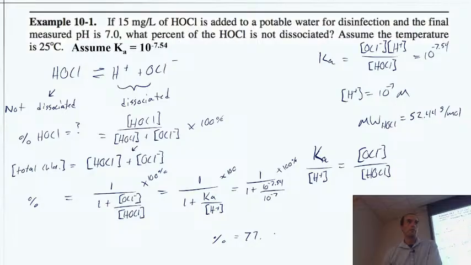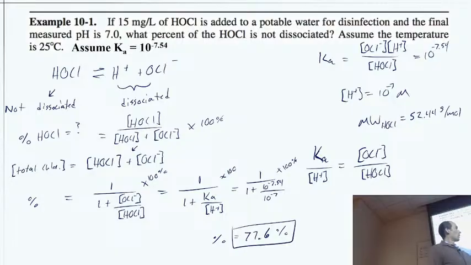It said it was 77.6. Okay, so what you'll notice, what I did was, first of all, I got the equilibrium equation into a form that was expressing the ratio between OCl minus and HOCl. Then the other piece we can do is, on the flip side of this whole process, we can get a percentage of the total in terms of a ratio.